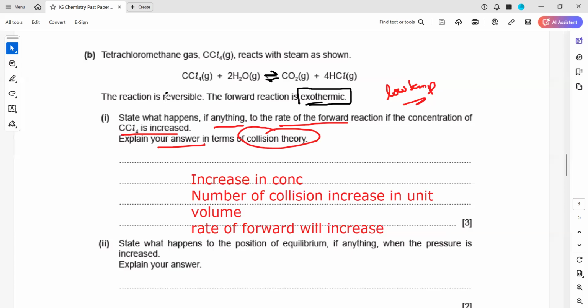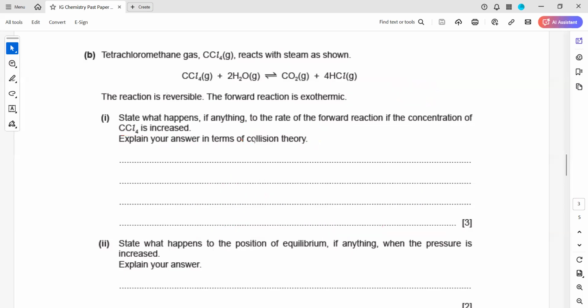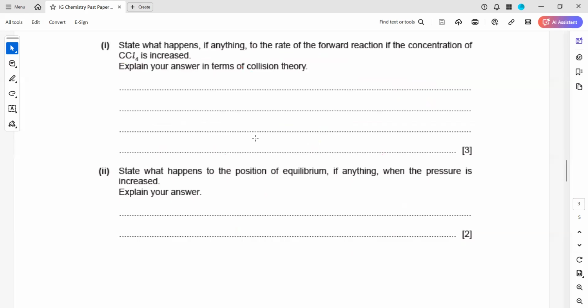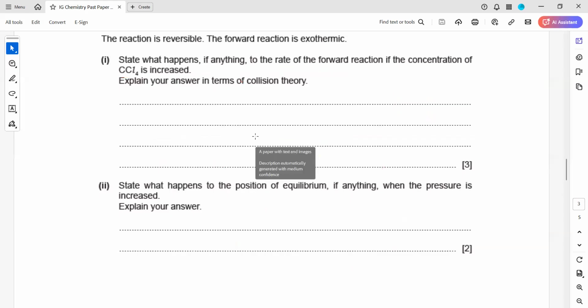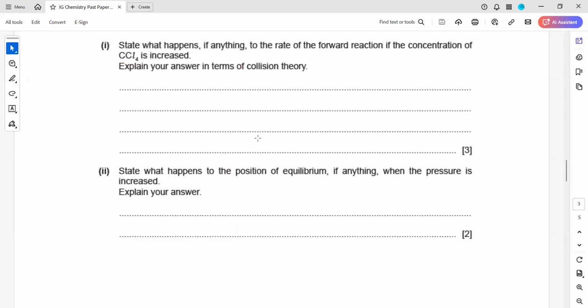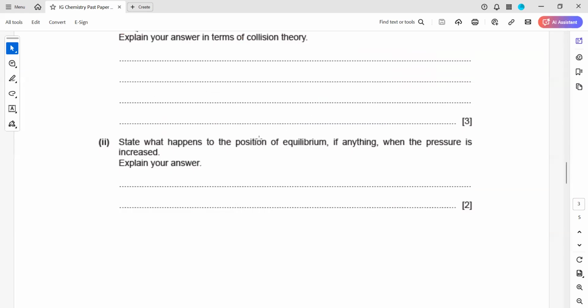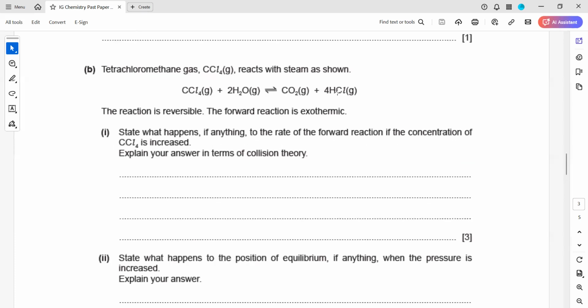Thermal decomposition is endothermic. Electrolysis is also endothermic. We provide energy. Okay. State what happens to the position of equilibrium when the pressure is increased.